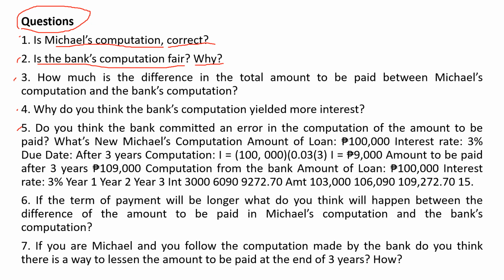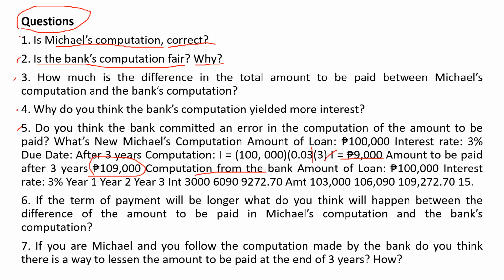For number five, do you think the bank committed an error in the computation of the amount to be paid? Michael's computation: the amount of the loan is 100,000 pesos, the interest rate is 3%, and the due date is after 3 years. The computation is interest equal to 100,000 multiplied by 0.03 multiplied by 3, then it becomes 9,000 pesos. The amount to be paid after 3 years is 109,000 pesos.